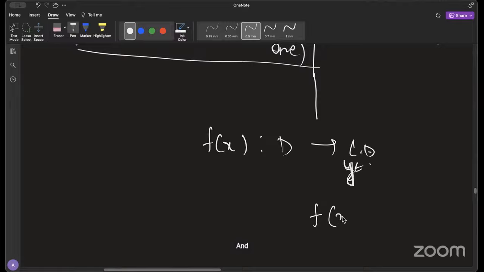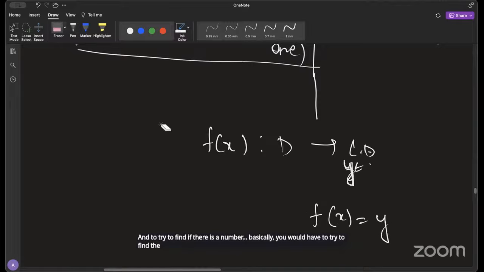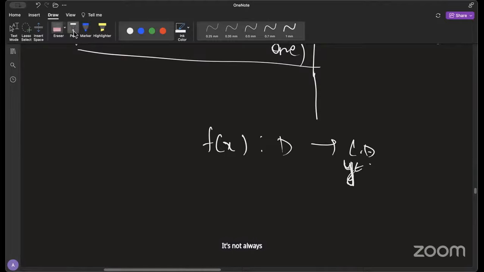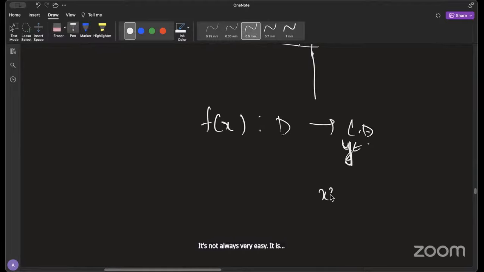And you try to find if there is a number. Basically, you'll have to try to find the pre-image of it. But it's not always very easy. Let's say you have x square plus 2x. No, you don't even have to check for x and all of this. Let's say you have x plus 1.